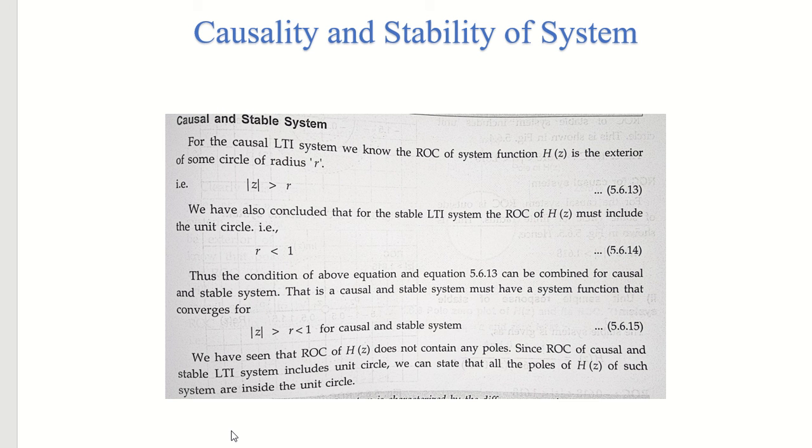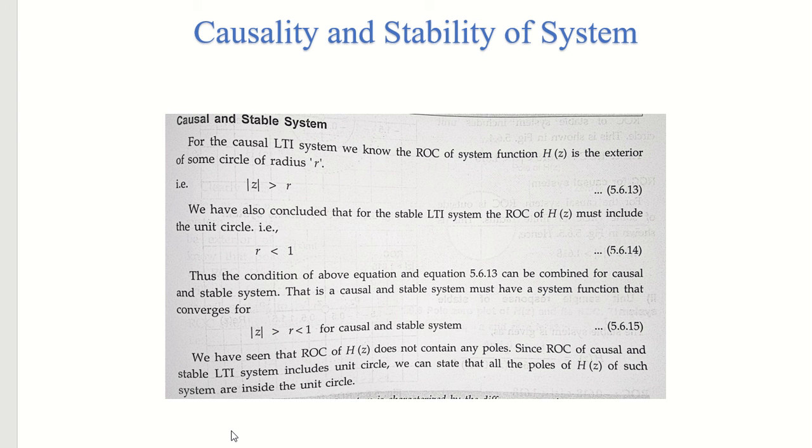So the ROC of H(z) does not contain any poles, and because the ROC of a causal and stable LTI system includes the unit circle, we can state that all the poles of H(z) of such a system are inside the unit circle. So all the poles will be inside your unit circle.